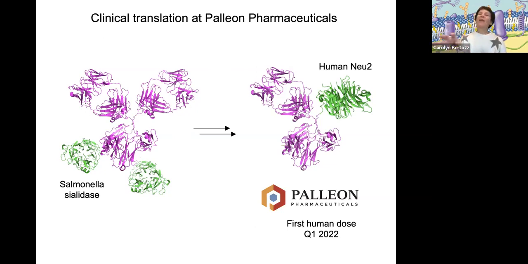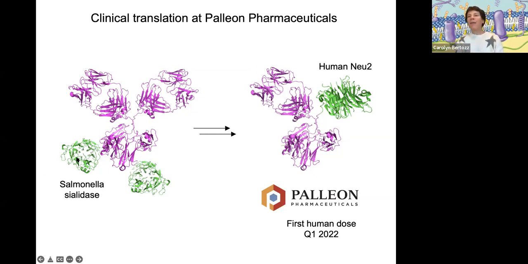But it's also kind of the midpoint between where I live in California and where Paul Crocker lives in Scotland. Boston is about a 6 to 8 hour flight for both of us. So the Palleon scientists did some really important optimization of the structure of this antibody enzyme hybrid molecule. Importantly, they were able to figure out how to make a conjugate between trastuzumab and a human sialidase called Neu2. And as well, they've kind of re-engineered the molecule.